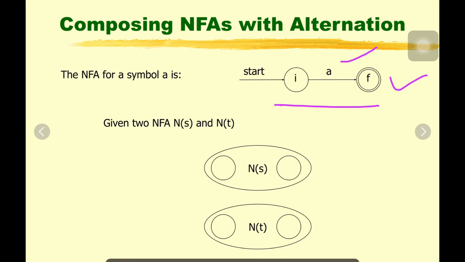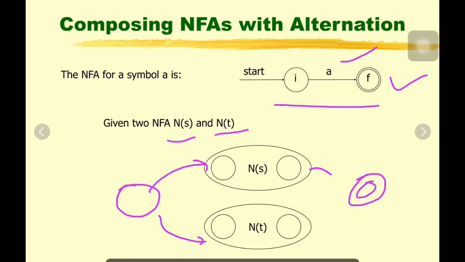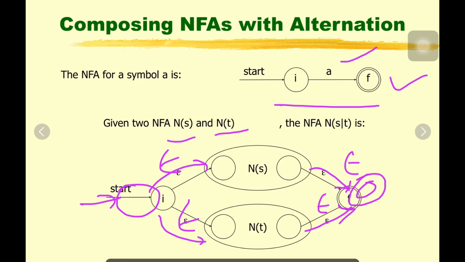Suppose there is an operator, that is alteration, either accept N of S or N of T. How do you construct it now? You can have two more states, one for the initial state, one for the final state. These can be combined through epsilon. Combined through epsilon. So this is the main idea behind alteration: either accept machine N of S or N of T.